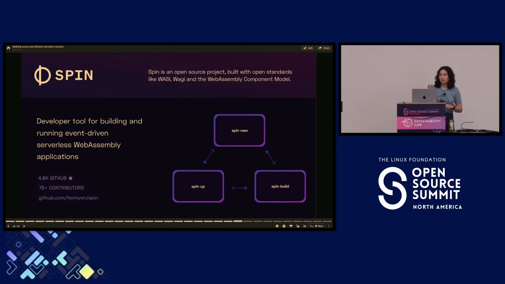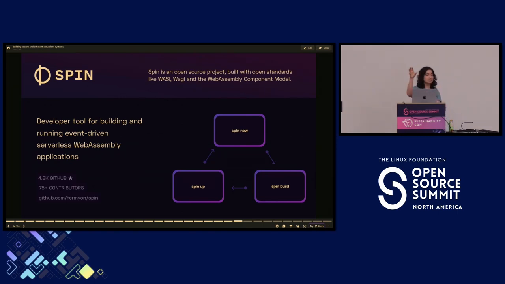And I also want to point out that if you are an open source contributor and you're seeing this, and there's something you feel like is missing in Spin, please put up an issue or contribute. It really is aiming to fulfill as many scenarios within the serverless landscape as possible.